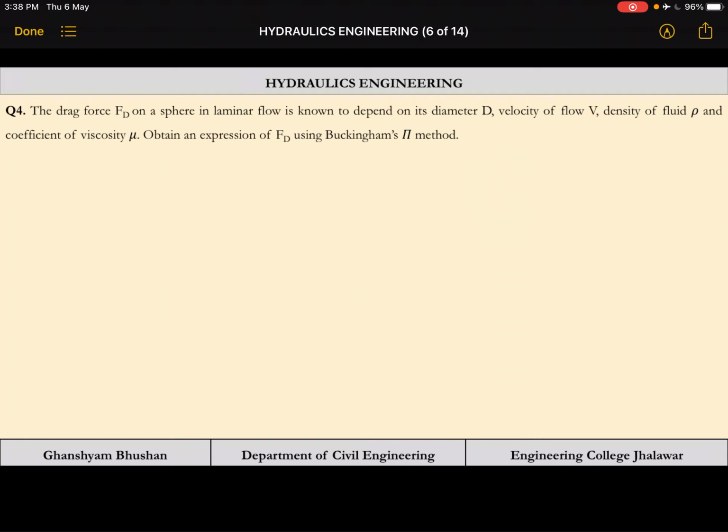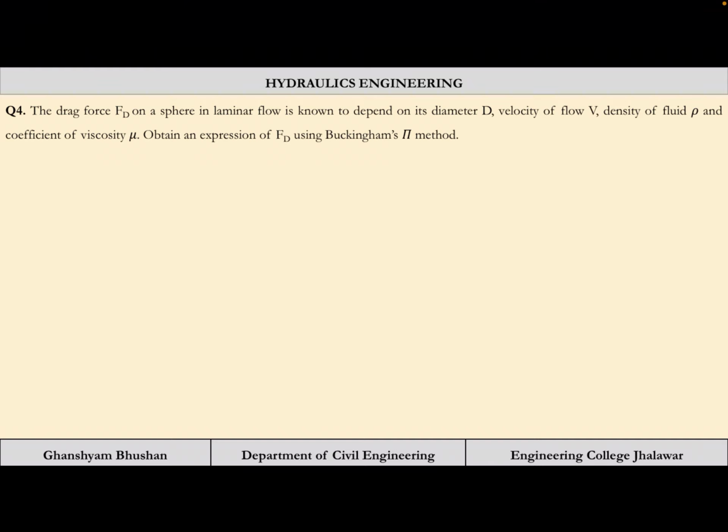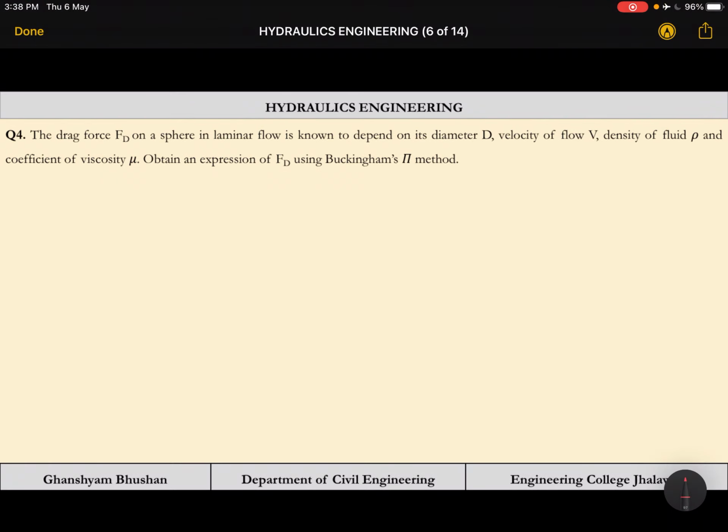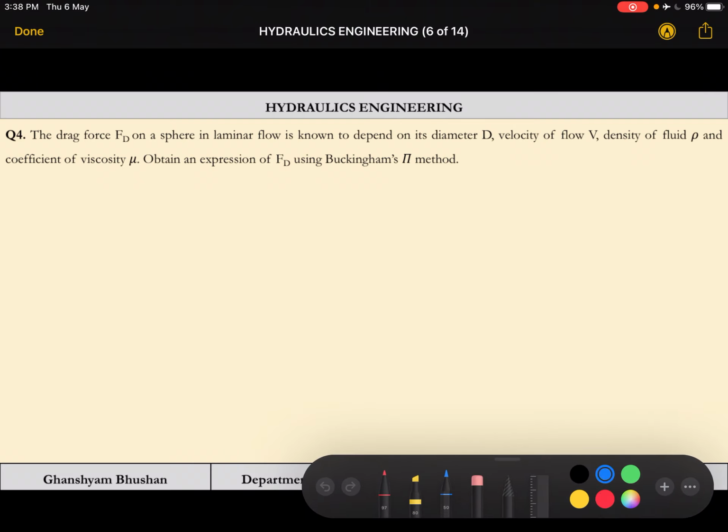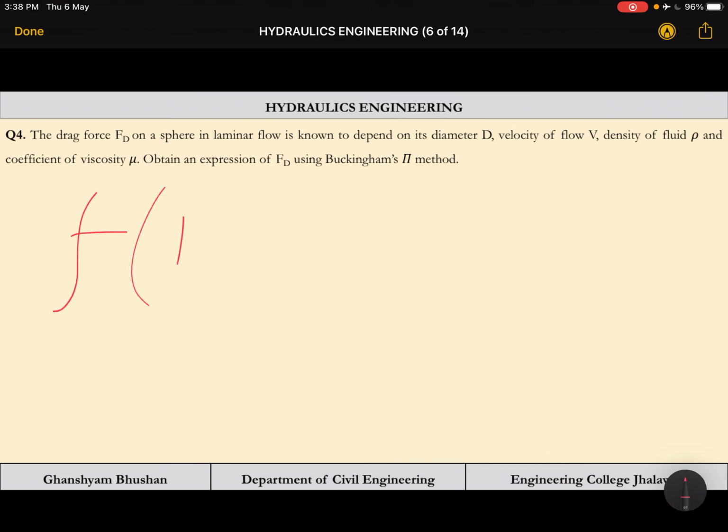So let us try to solve the same problem which we have solved earlier with the help of Rayleigh's method. The drag force Fd on a sphere in a laminar flow is known to depend on diameter d, velocity v, density of fluid rho and coefficient of viscosity mu. Obtain an expression for Fd using Buckingham's pi method. So this is our Fd depending upon diameter d, velocity v, rho, and mu.